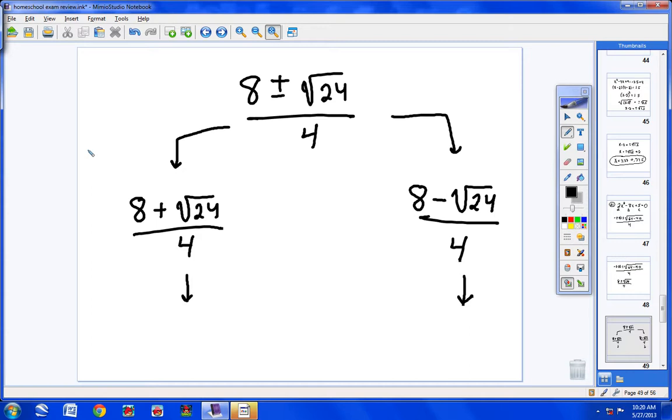And now I'm going to need your help, okay? So I need someone to type in 8 plus the square root of 24. Then be sure and hit enter, Mike, and then divided by 4, enter. And you get 3.22.